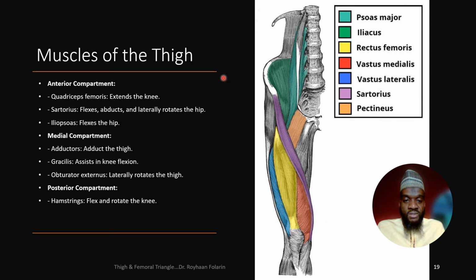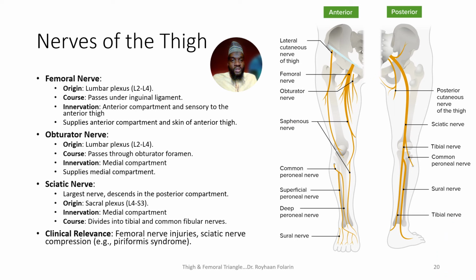So this is again summarizing all of these muscles into their compartments as we have earlier discussed. Now to the nerves of the thigh, which we have discussed earlier. So the three major nerves of the thigh are the femoral nerve, the femoral nerve. This is the anterior view of the leg. This is the posterior view of the lower limb. So you have the thigh region and then the leg region here.